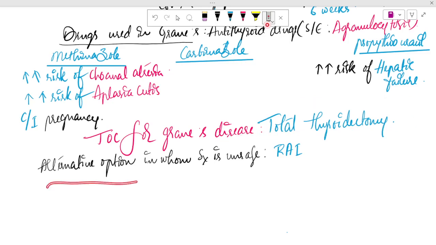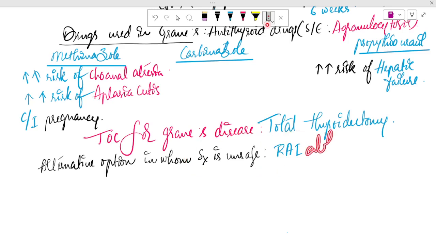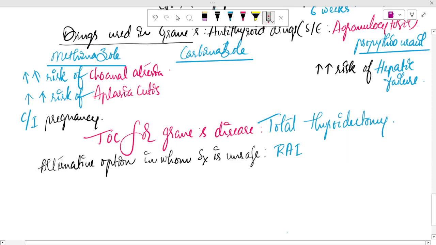Now, as an alternate option, if you ask, for example, in whom surgery is unsafe, you can go for radioactive iodine ablation. Okay. So with this, we will stop the class.